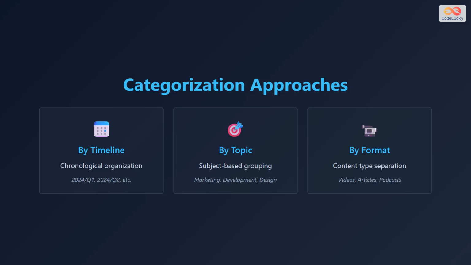Organize your content using multiple categorization systems. By content type, separate videos, articles, podcasts, and infographics. By topic, group content around themes or subjects you cover. By audience, organize by who the content targets, like beginners or professionals. By date, maintain chronological records for easy time-based searches. Using multiple methods makes content easier to find and discover.